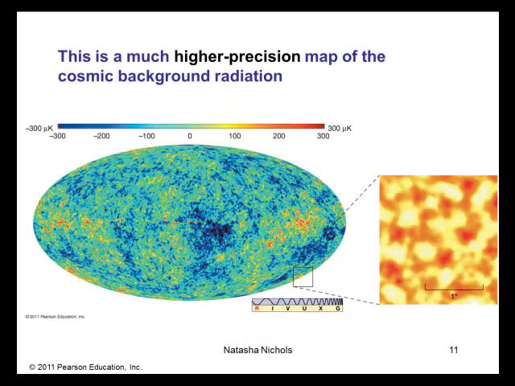And here we have a much higher precision map of the cosmic microwave background radiation. We have the entire microwave sky as seen by the WMAP spacecraft at frequencies between 22 and 90 gigahertz, which are wavelengths ranging from 14 to 3 millimeters. This new map may be compared directly with the Kobe map shown in the previous slide.